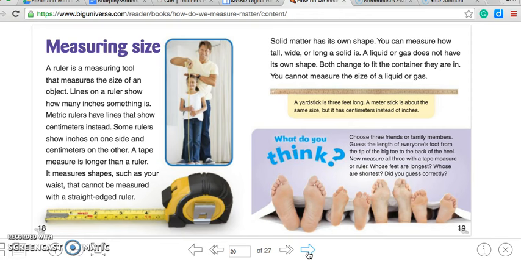What do you think? Choose 3 friends or family members. Guess the length of everyone's foot from the tip of the big toe to the back of the heel. Now measure all 3 with a tape measure or ruler. Whose feet are the longest? Whose feet are the shortest? Did you guess correctly?